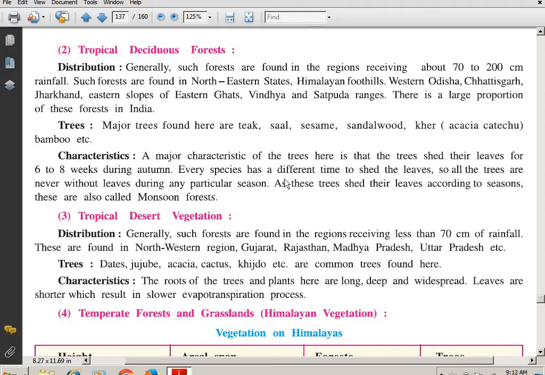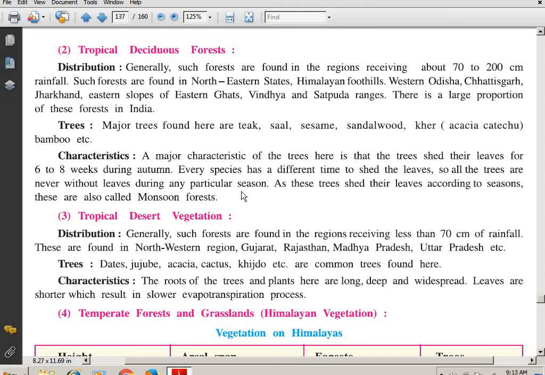Every species has a different time to shed the leaves. So all the trees are never without leaves during any particular season. Students, it's not that in autumn all the trees will shed their leaves together. No. Even nature has its own way. They shed their leaves at different times, and every species has a different time. They do not shed their leaves all together in a particular season.